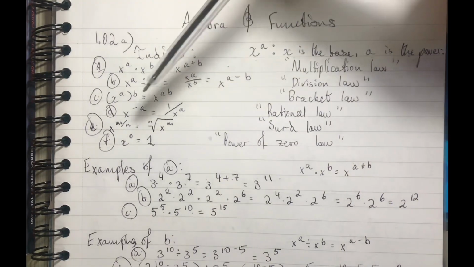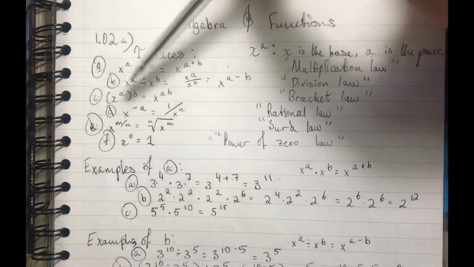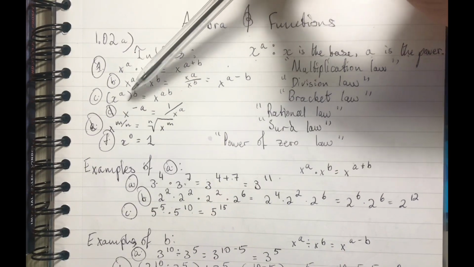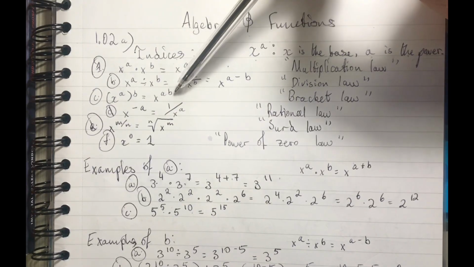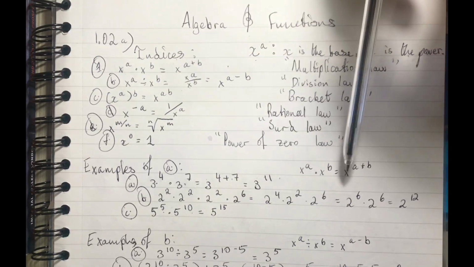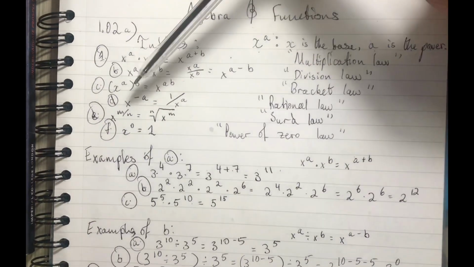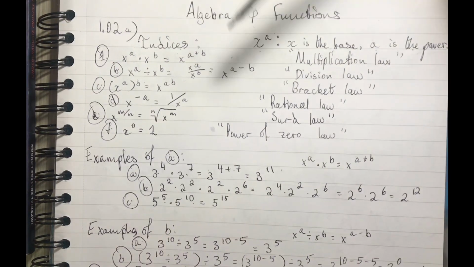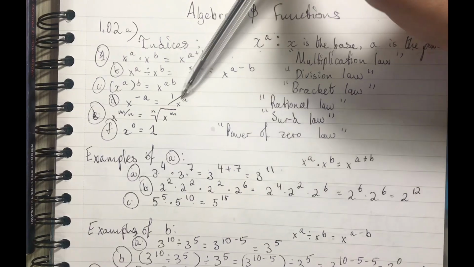Next up is the bracket law, where if we have an indice and put it to a power, we just multiply the two powers together. So if we have x to the a in brackets to the power of b, that'll just be x to the power of a times b. Next is the rational law, where we have a base to a minus power. All we have to do is take 1 over that power.